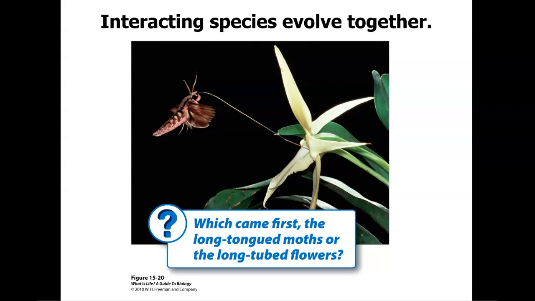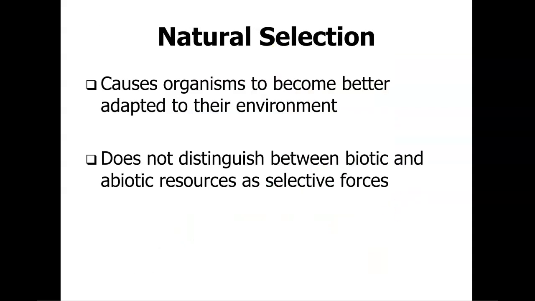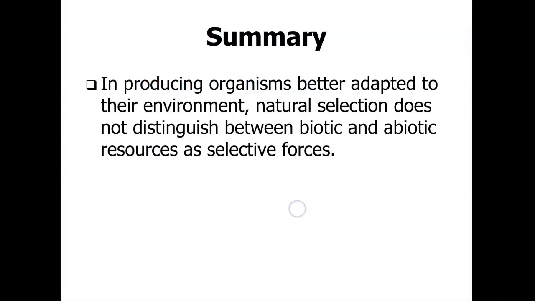It can cause organisms to become better adapted to their environment, and it does not distinguish between biotic and abiotic resources as selective forces. Either can cause evolution. So this kind of leads you to ask, which one came first, the long-tongued moths or the long-tubed flowers? So like we said, it causes organisms to become better adapted to their environment and doesn't distinguish between living or non-living things. You're biotic or you're abiotic.